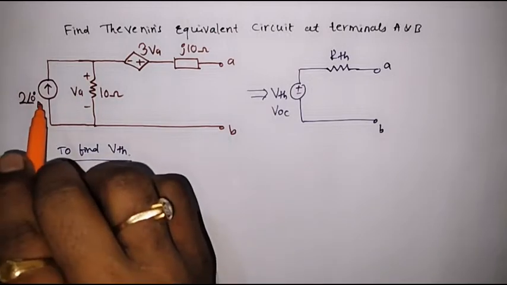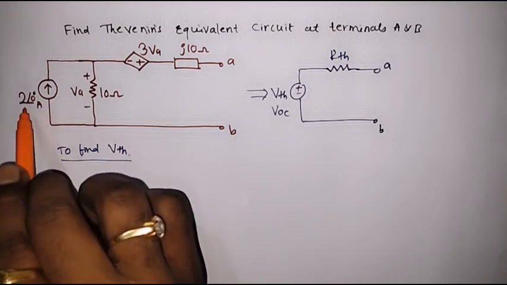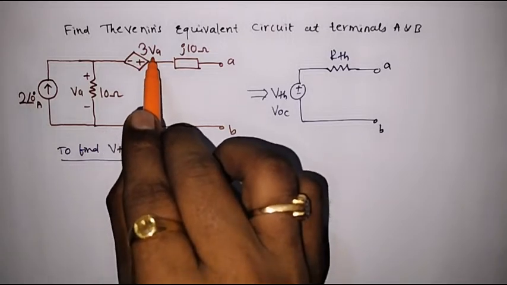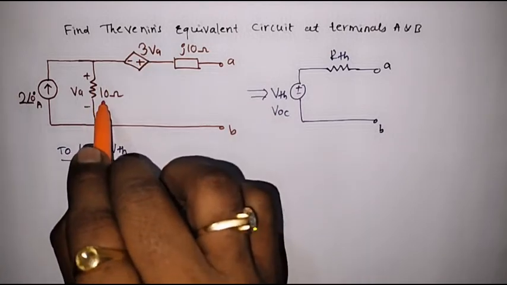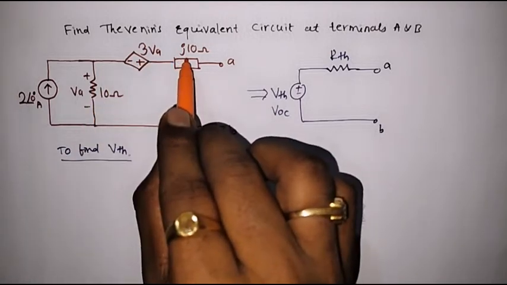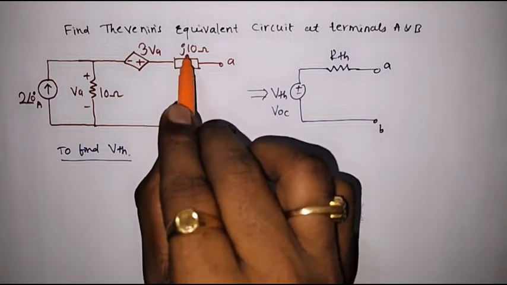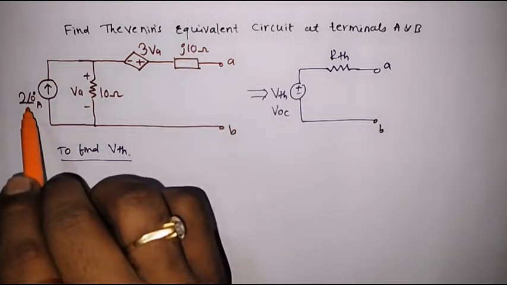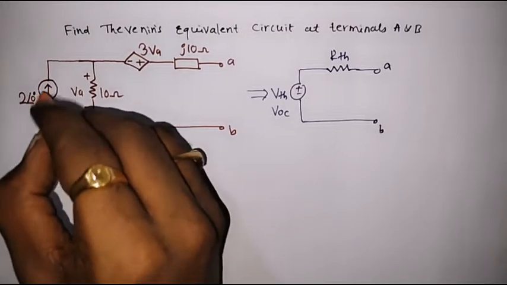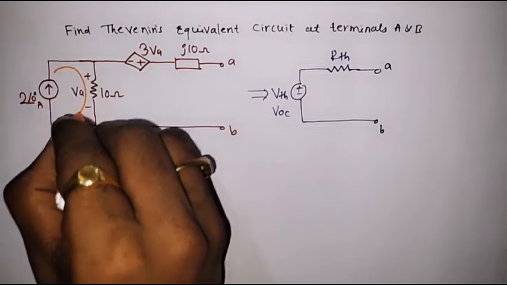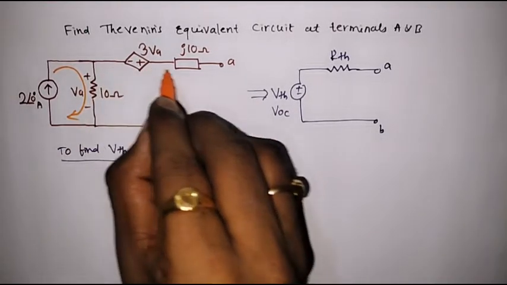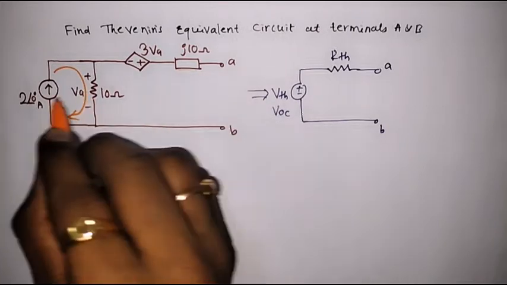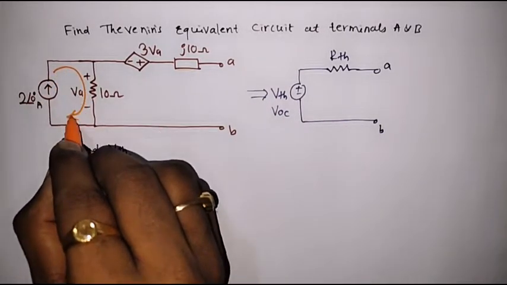here we can observe that we have an independent current source of magnitude 2 amps, and we have a dependent voltage source, that is 3 VA. VA is the voltage across the 10 ohm resistor, and here we have inductive reactance, that is J10 ohms. The 2 amp current source, this entire current will flow through this loop. As terminals A and B are open, no current will flow in this branch.